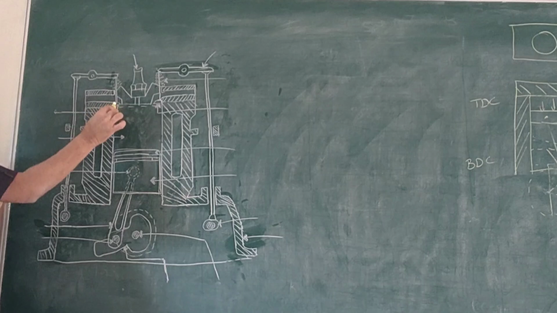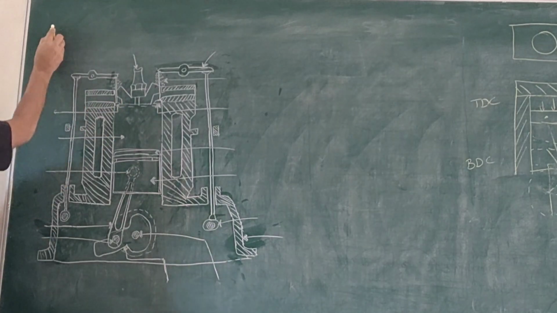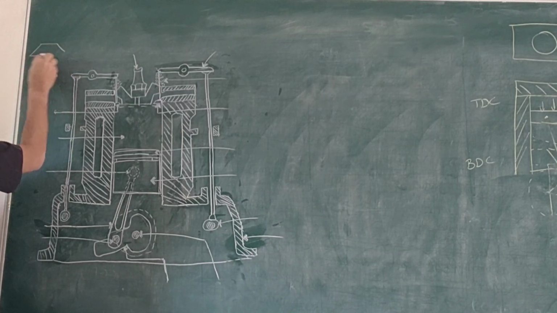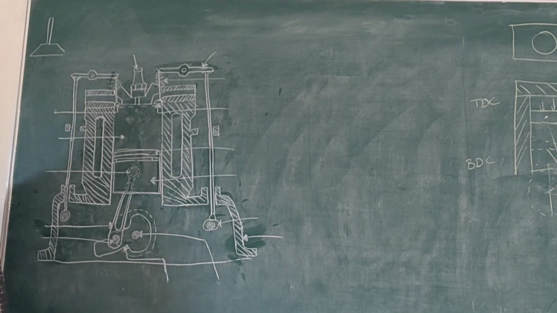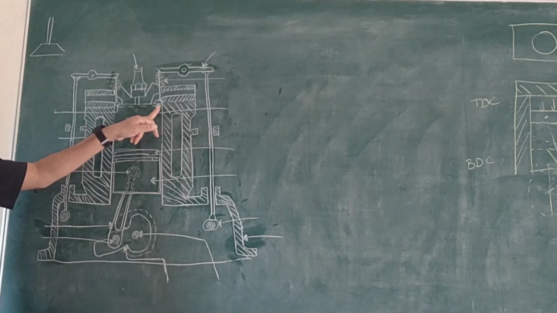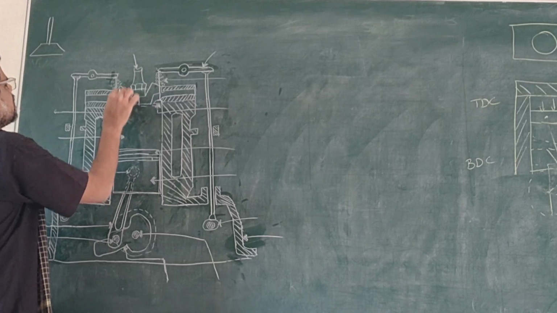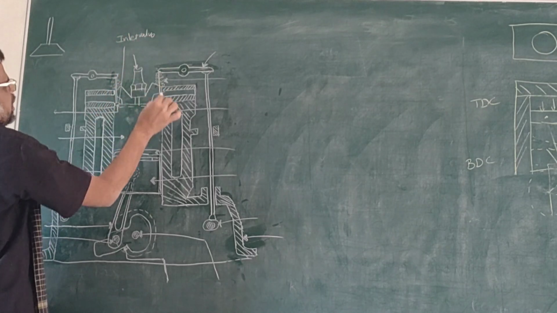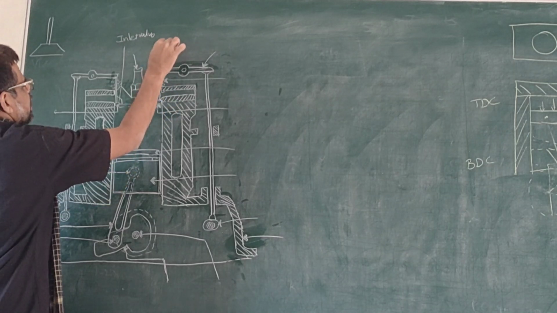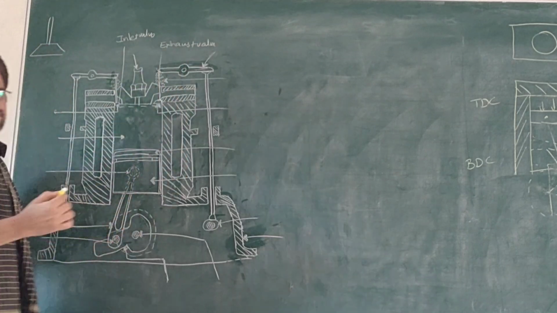See here, this is the inlet valve. Here the diagram is not clear. The inlet valve will be like this. So this is that valve. So that is the inlet valve. And this is called the exhaust valve. So here this valve is called the inlet valve, and here this valve is called the exhaust valve. We shall see one by one.